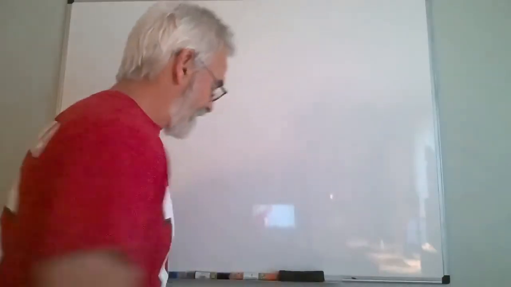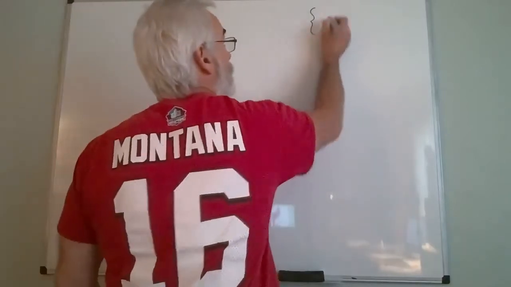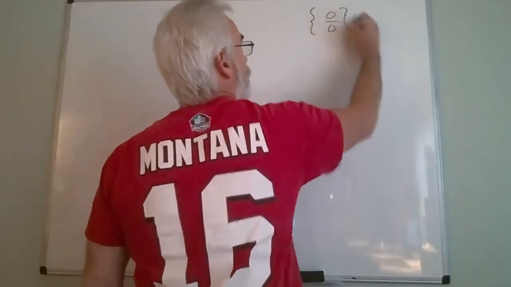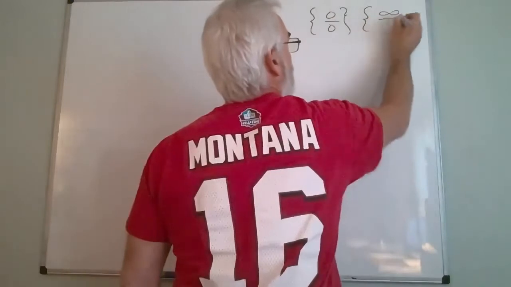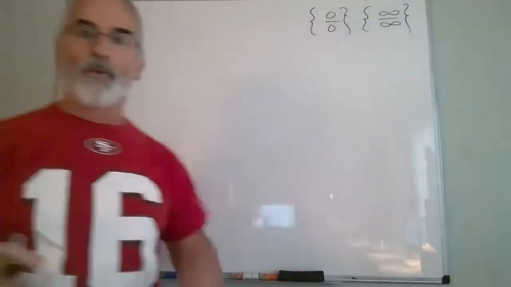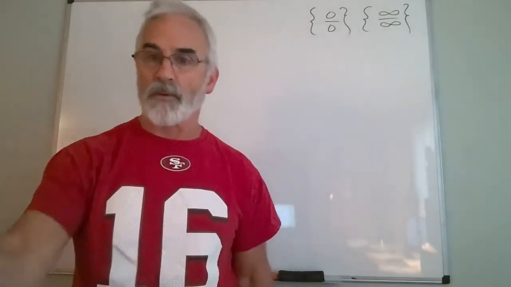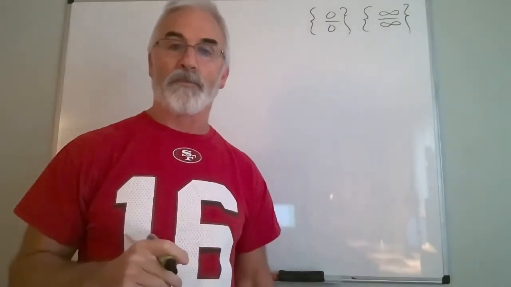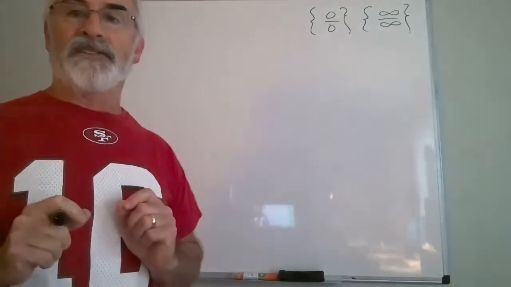So our goal today is very specifically, we're going to look at two types of indeterminate forms, the zero over zero form and the infinity over infinity. Now, we said there were six, but these are the two we're going to concentrate on today. And next day, we're going to concentrate on the exponential forms.